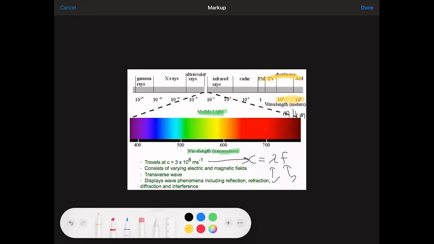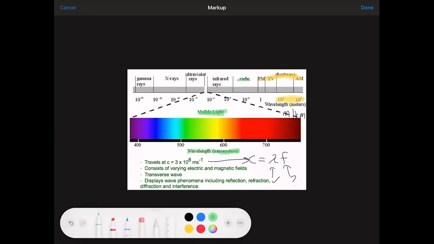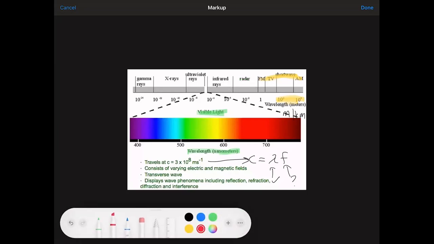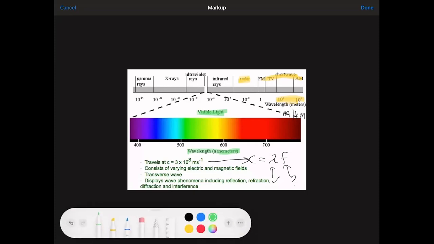Sorry, this is a bad picture because it actually doesn't have microwaves. Microwaves is here what they call radar. And the way you can think of microwaves is that microwaves fit inside your microwave, and you can measure the length of your microwave in centimeters.